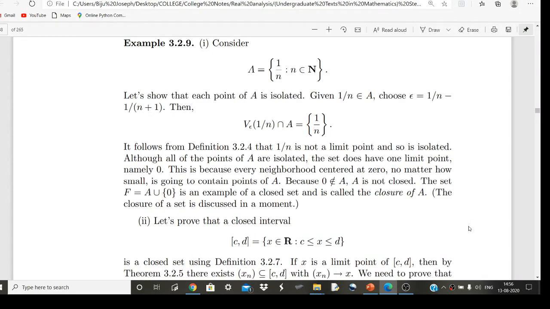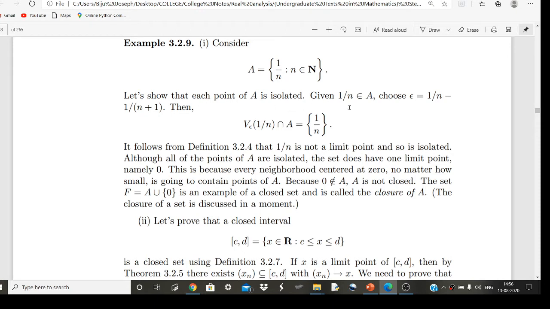In this video, we will consider a few examples of closed sets. So consider the set A equal to the set of 1 by n, where n is an element of N. It means A equals 1, 1 by 2, 1 by 3, 1 by 4, etc. Now we show that each point of A is isolated.